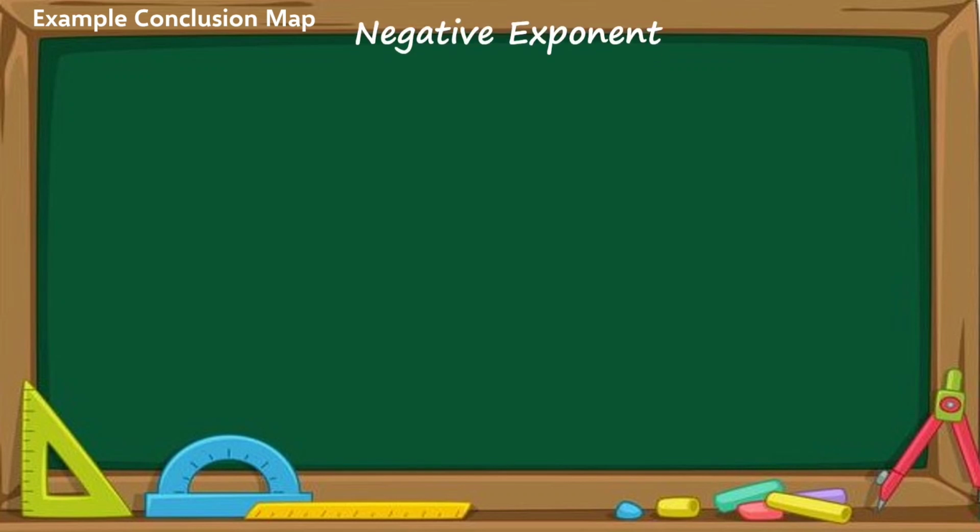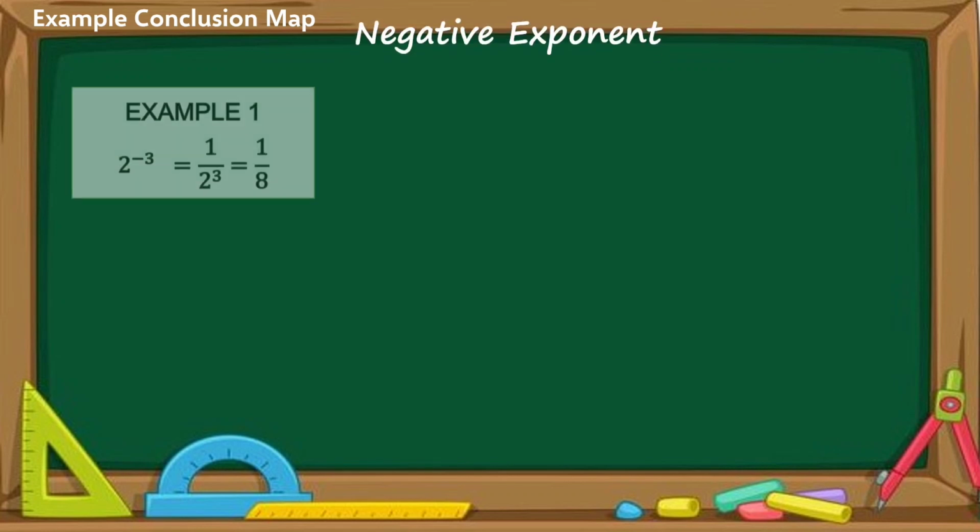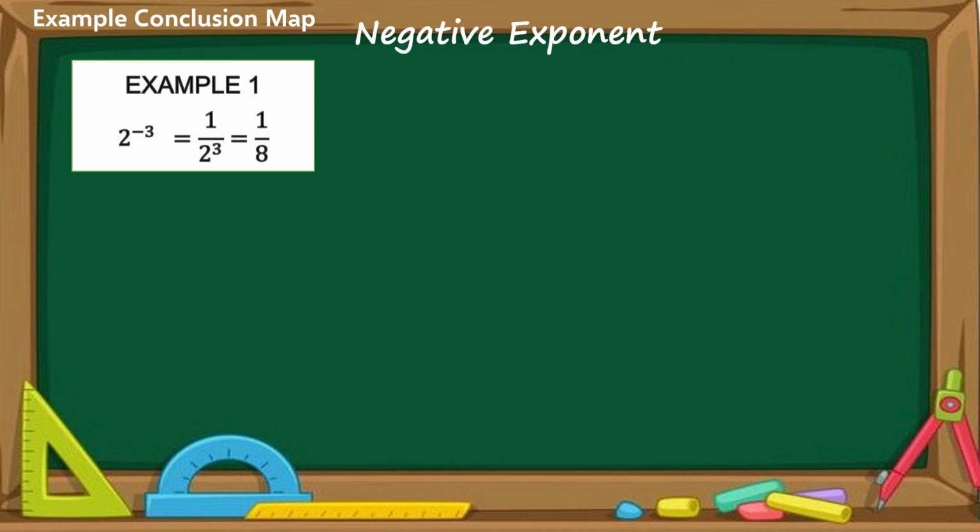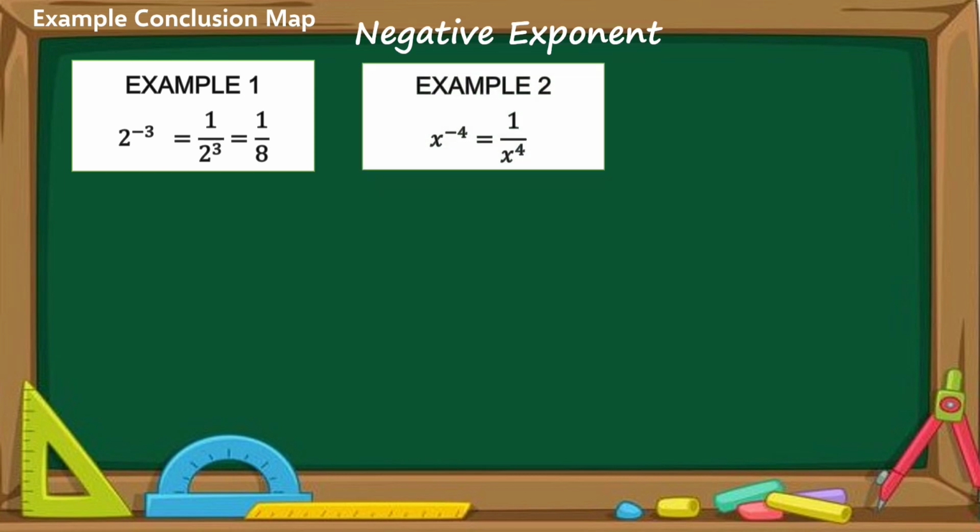Next, the negative exponent. The examples are 2^-3. It is equal to 1 over 2^3. The value of 2^3 is equal to 8. Therefore, the final answer is 1 over 8. Next example, x^-4. It is equal to 1 over x^4.